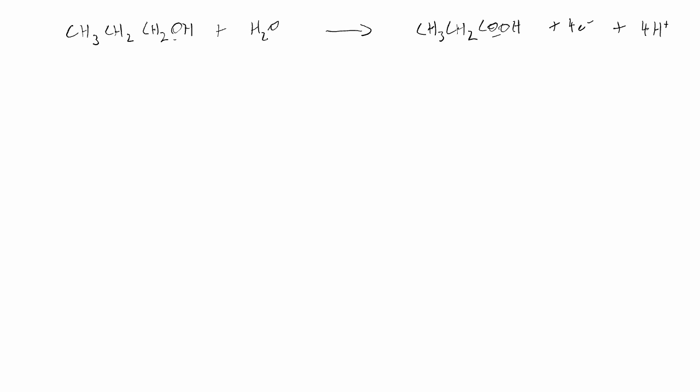Now let's look at the reduction of the permanganate ion here. So MnO4-, remember it gains 5 electrons, we've worked that out before, so plus 5e- is going to produce Mn2+.